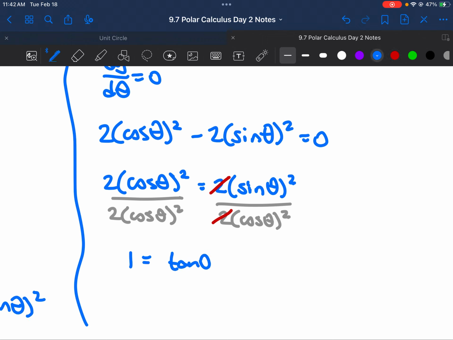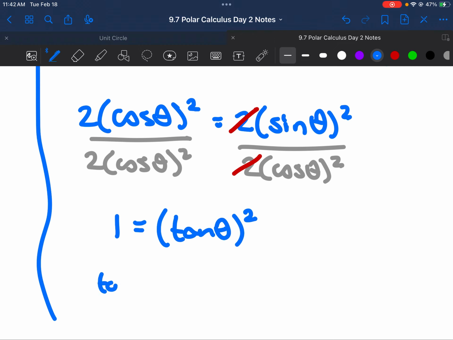Okay, take the square root of both sides. When you take the square root of 1, you're going to get plus or minus 1. And we need to find all the angles where the tangent is positive or negative 1. This is going to be all the pi over 4s. But notice, by the way, that we're restricted between 0 and pi. So really, just pi over 4 and 3 pi over 4. All right. So that's for horizontal tangency.